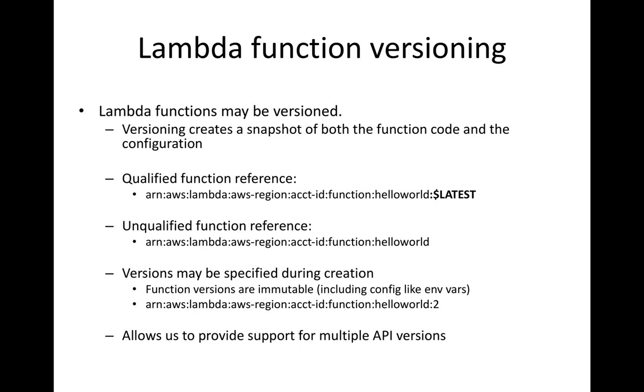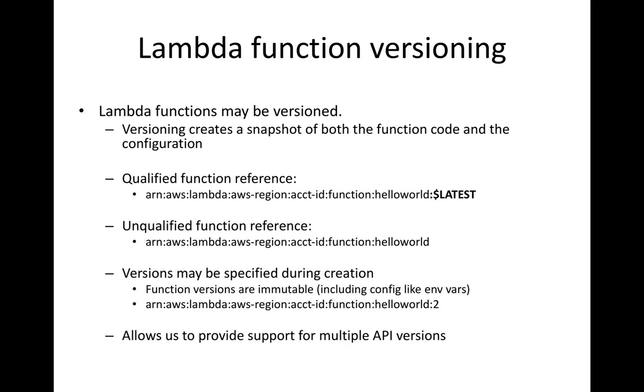When you're creating Lambda functions, you can also assign a version to the function. What the version does is it basically creates a snapshot of the Lambda function, both the code in the function and the configuration of the Lambda. Now, each time you invoke a Lambda function, you're actually invoking a version of that function. And if you don't specify the version, then AWS will default to using the latest function version.